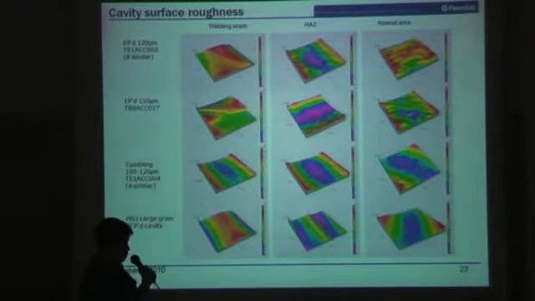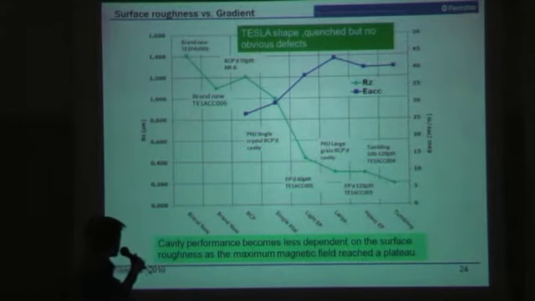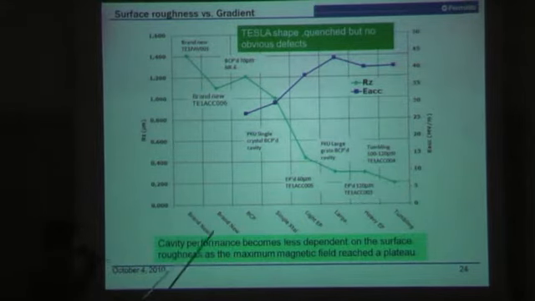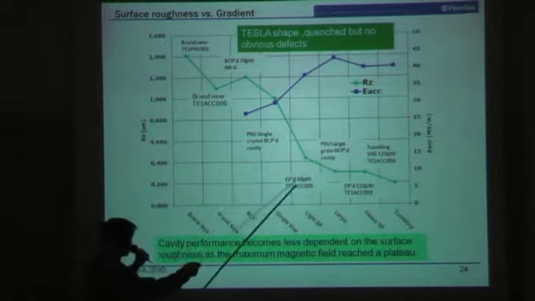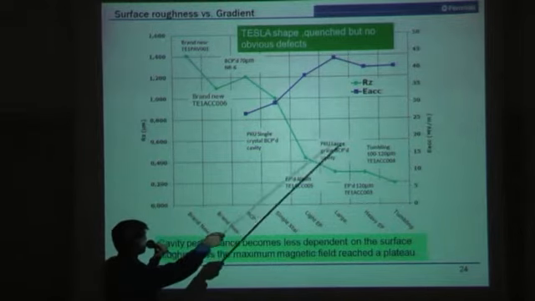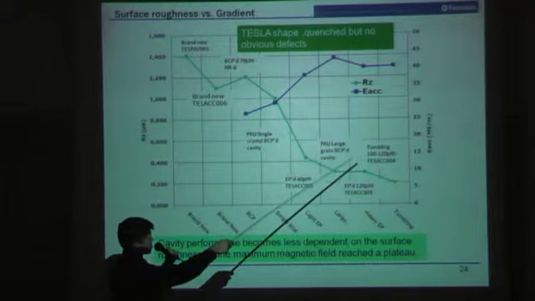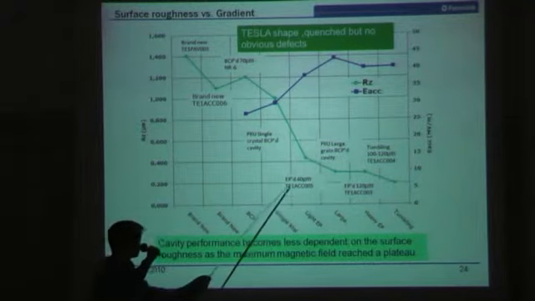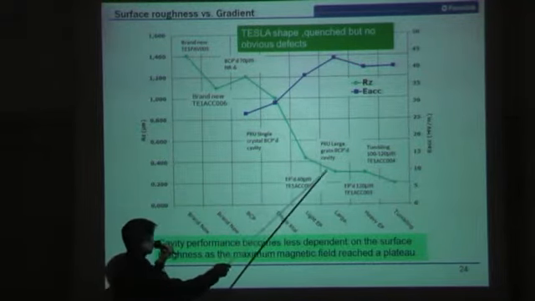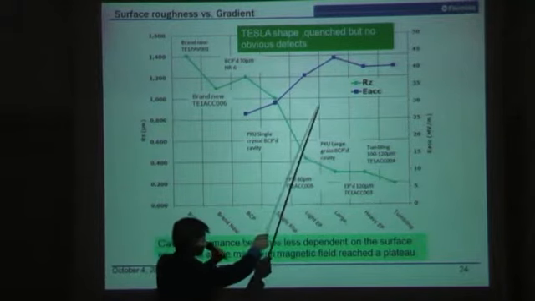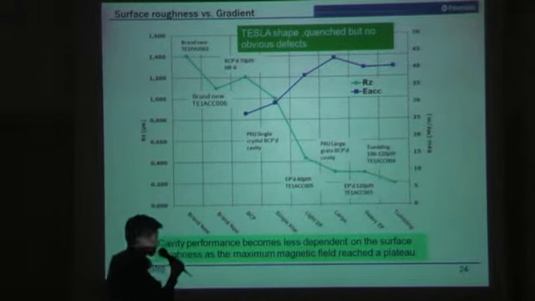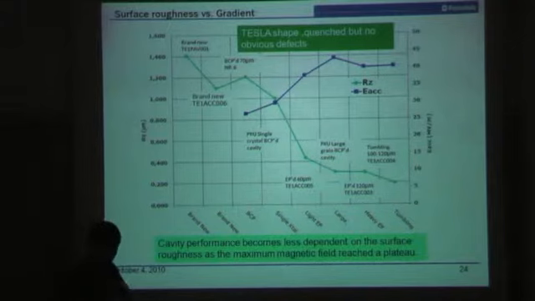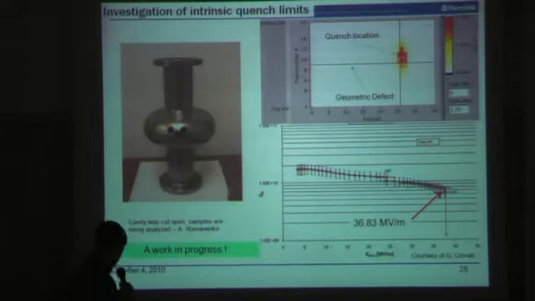So we summarize. The next table here shows these 8 categories of cavities. We plot the surface roughness in Rz versus their maximum Eacc. From this table, it seems that once you reach a certain level of surface roughness, you don't gain much in the cavity gradient. So that's something very surprising. We thought going to the best surface roughness will get you an indefinitely high field until a theoretical limit.